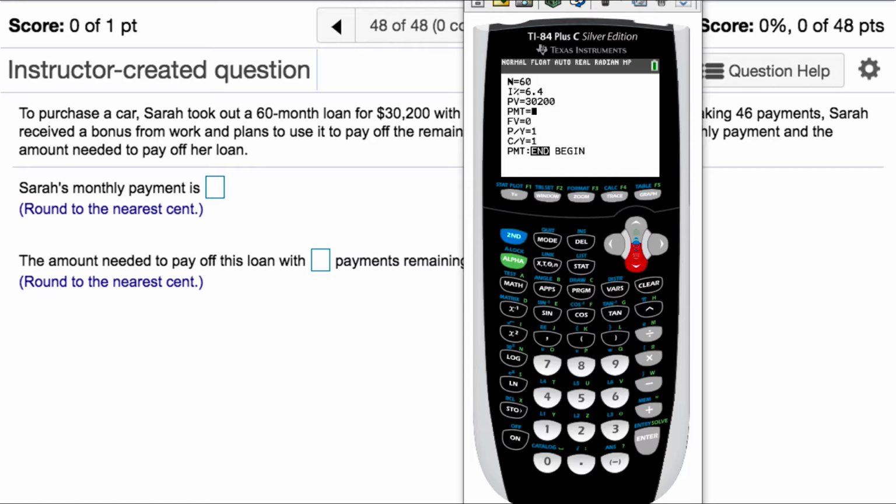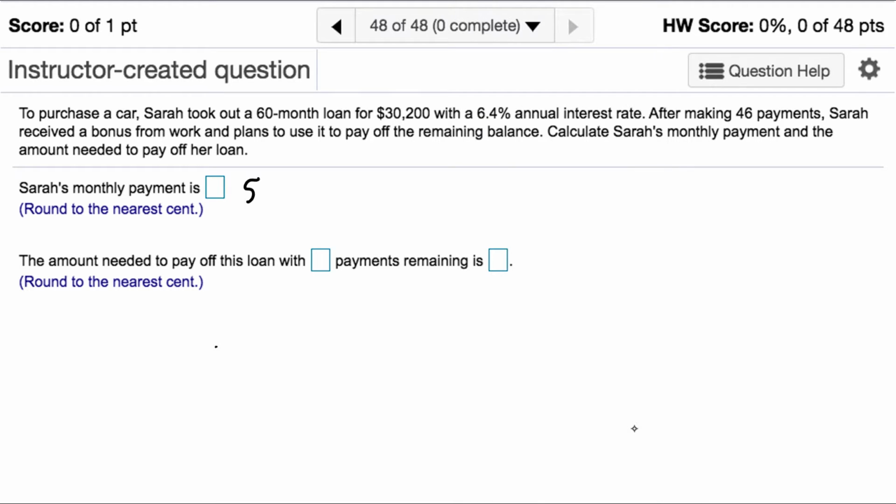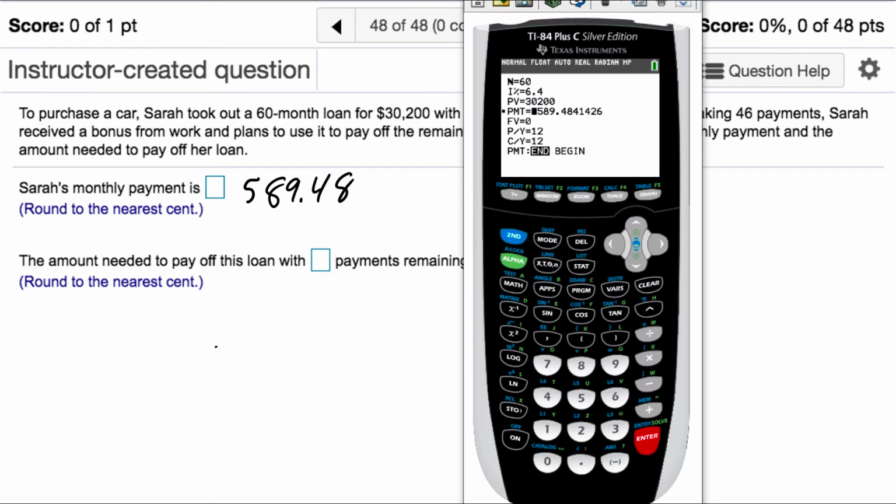All right, payment is what we're looking for. Future value is 0, so anytime we're trying to amortize a loan, our future value is going to be 0. The payments per year and compounds per year are both monthly because she's got monthly payments, so monthly compounding as well. It doesn't say anything about payments being made at the beginning of the period, so we'll assume it's end, and then we'll go solve for our payment. So alpha and enter. We get that the payment is $589.48. All right, so that is our monthly payment.